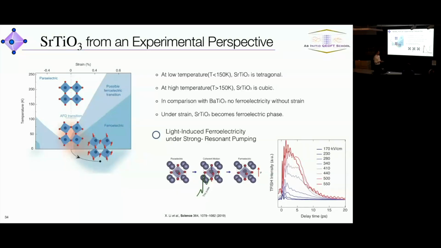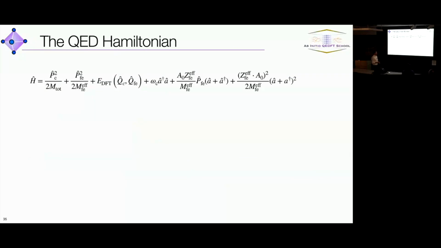So the idea was, okay, can we promote this transition by coupling the material to a cavity? And this was a material that was investigated already in a dynamical way by using strong laser pulses to switch this ferroelectricity on and off.